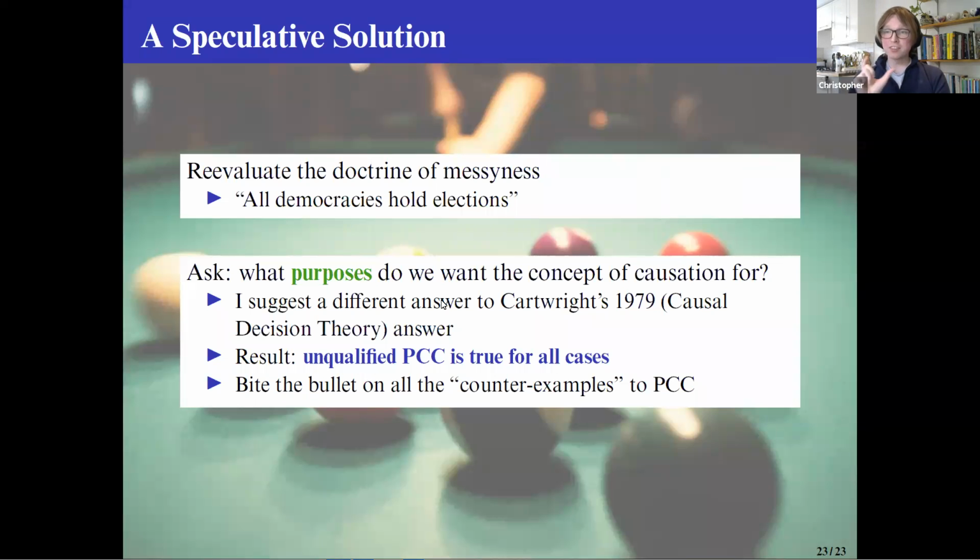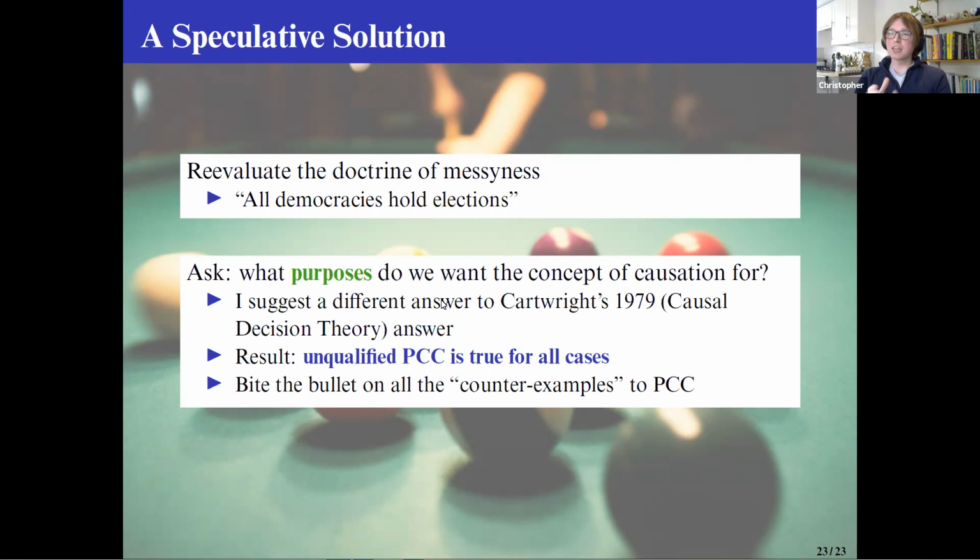Yes, there is a very intimate connection between decision-making and policy-making and causation, but it's not quite the one that Nancy gives. And I argue that if you see the role of causation as slightly different, you can show that an unqualified version of the principle of common cause holds for all cases. And what explains why that principle is true for all cases has nothing to do with the world being neat and regular. It's to do with the single-mindedness of the goal to which we want to put our causal concept.